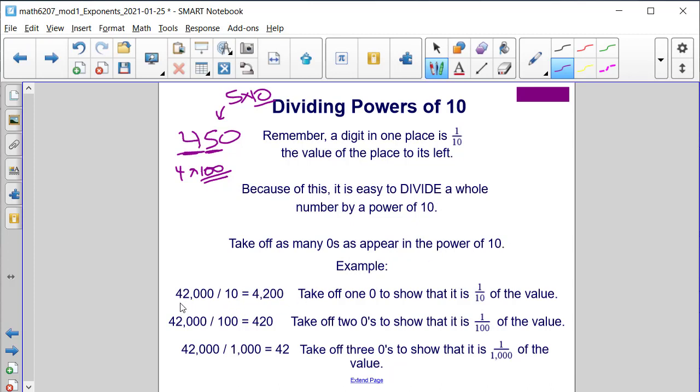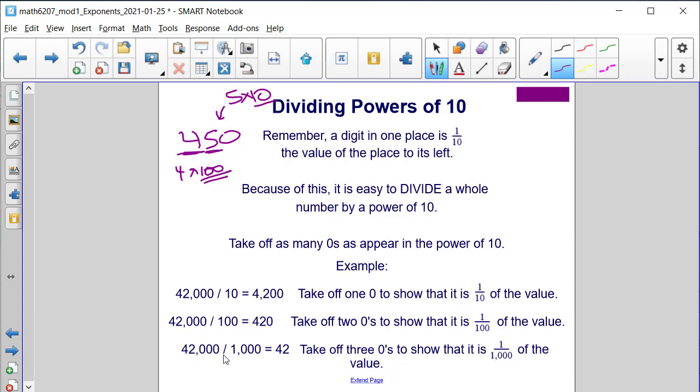For example, if we had 42,000 divided by 10, the answer would be 4,200, because we would take off 1 zero to show that it is 1/10 of the value. If you had 42,000 divided by 100, the answer would be 420, because we would take off 2 zeros to show that 420 is 1/100th of the value of the dividend, 42,000.